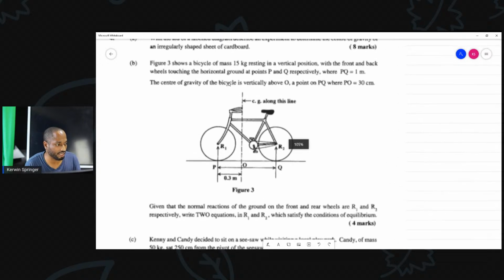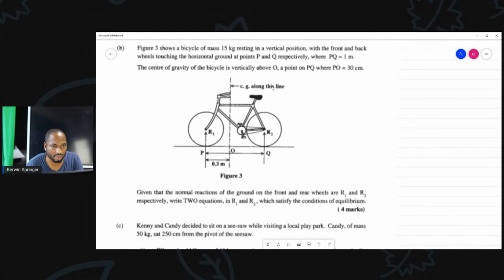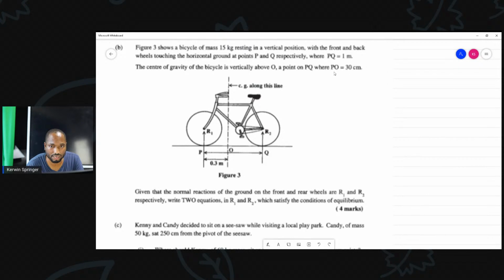You'll see in there, the center of gravity of the bike is where PO is equal to 30 centimeters, 0.3 meters. Given that the normal reactions of the ground on the front and rear wheels are R1 and R2, right? They call them R1 and R2.